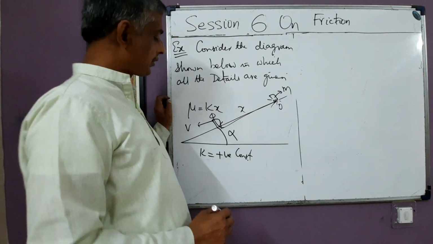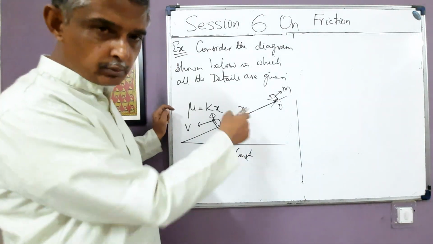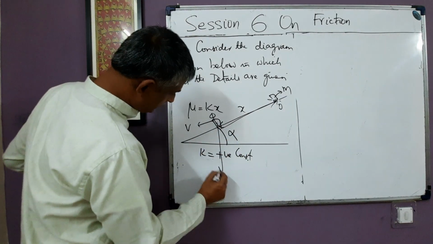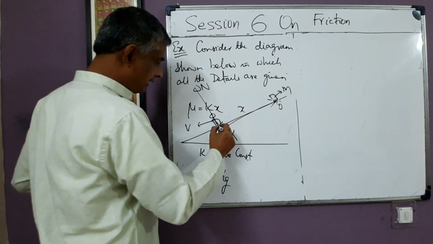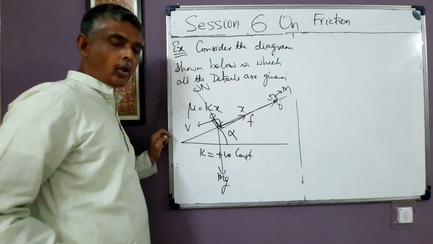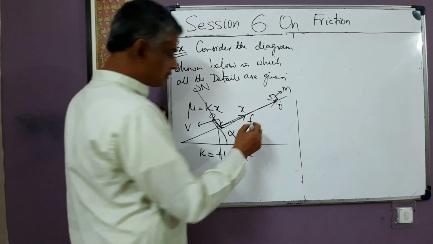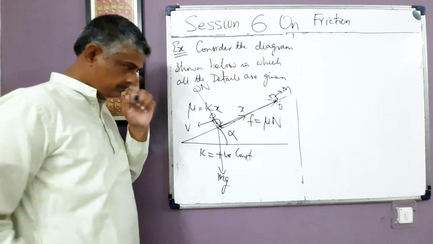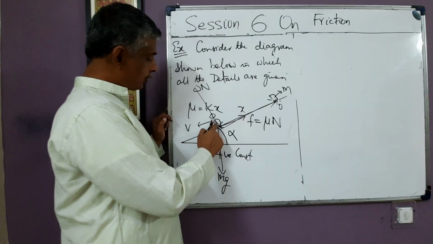Now what I do, I draw the free body diagram of this block at this arbitrary instant while it is moving down the incline. It has not yet come to rest. Okay. mg, N, and friction will act up the incline, opposite to the direction of relative slip. Since the block is slipping over the incline, F will be written as mu times N.